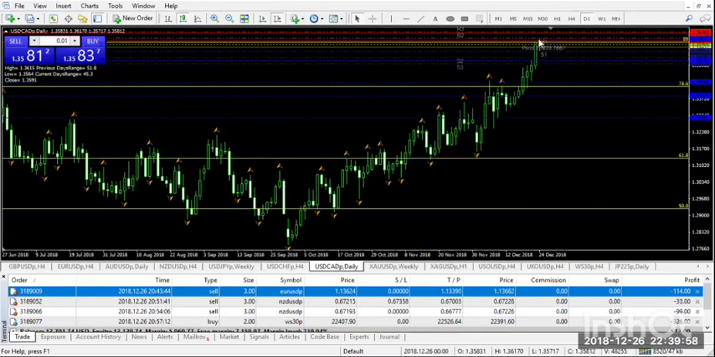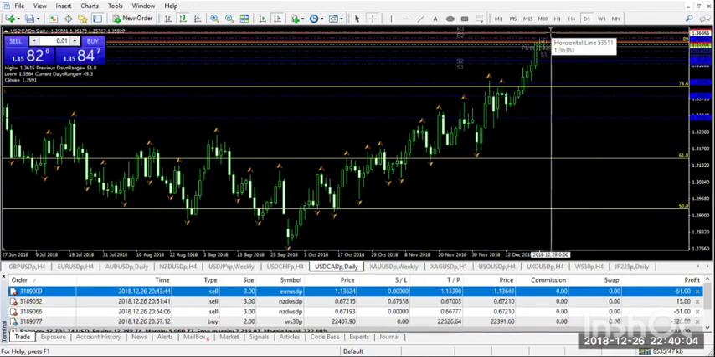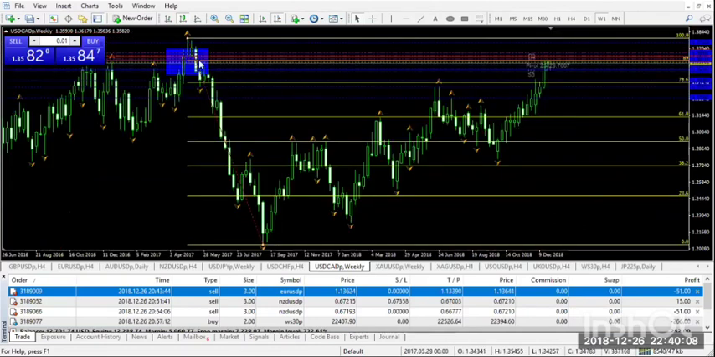I will put a stop above this, and I will put a take profit a little bit higher than that, because I've had a swing low here. I've had a swing low pivot here.